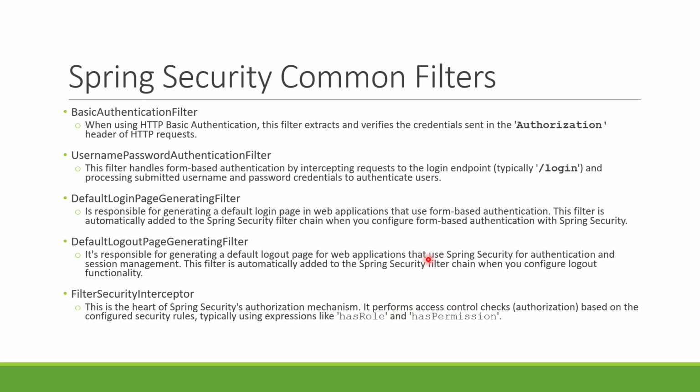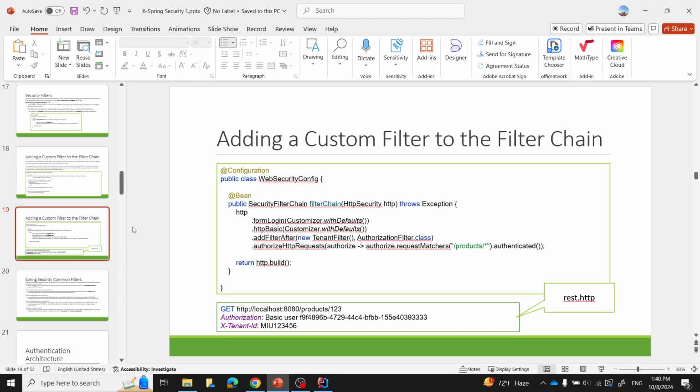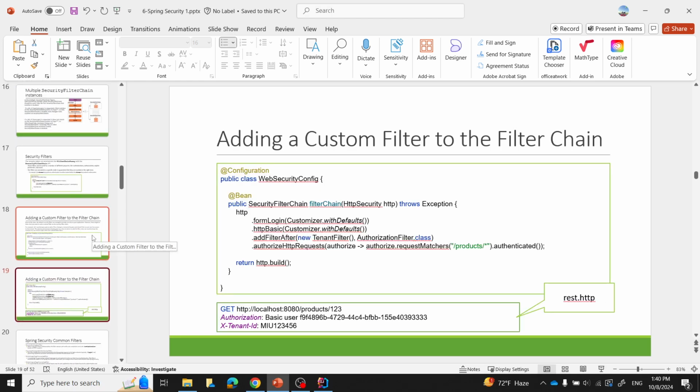Anyway, that's it for this section, and we covered the core of Spring Security, which is a bunch of filters. We also covered that we can write our own custom filter to insert as part of the filter chain. So I hope you understand, and I will see you later.